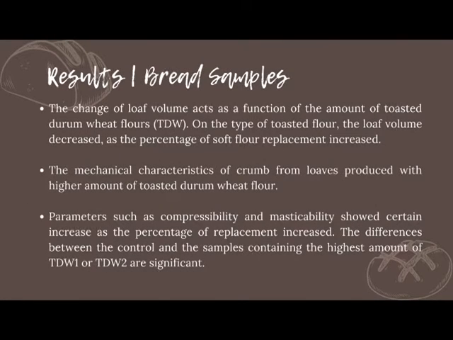The change of loaf volume acts as a function of the amount of toasted durum wheat flours, TWD1 or TWD2. Independently of the type of toasted flour, the loaf volume decreased according to a linear model as the percentage of soft flour replacement increased. The mechanical characteristics of crumb from loaves produced with increasing amount of toasted durum wheat flour.